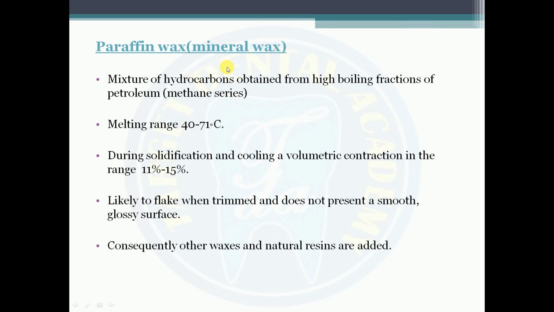Coming on to the paraffin wax or the mineral wax, it is a mixture of hydrocarbons obtained from the high boiling fractions of petroleum, that is the methane series. Melting point ranges from 40 to 71 degrees Celsius. During solidification and cooling, a volumetric contraction in the range of 11% to 15% exists, it is likely to flake when trimmed, and it does not present a smooth glossy surface. Consequently, other waxes and natural resins are added to this wax.